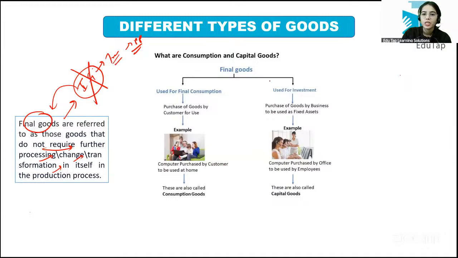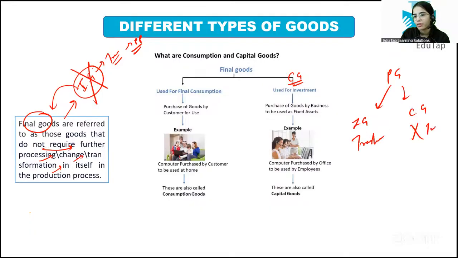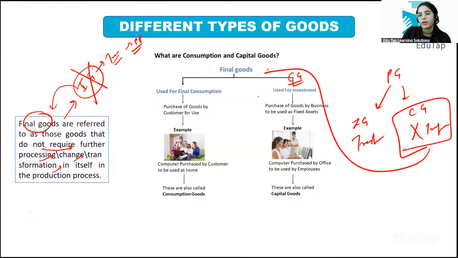Okay. So in the producer goods, there are two categories: intermediate goods that transform in the production process, and capital goods that do not get transformed in the production process. So capital goods are also final goods for producers. Intermediate goods are not final goods. They are themselves called intermediate goods. They are not final. They are intermediate, in between, we can say. Okay. Now, is it clear?